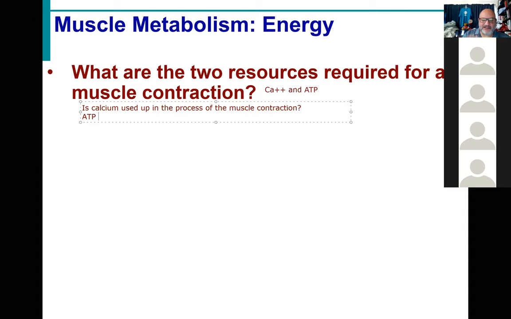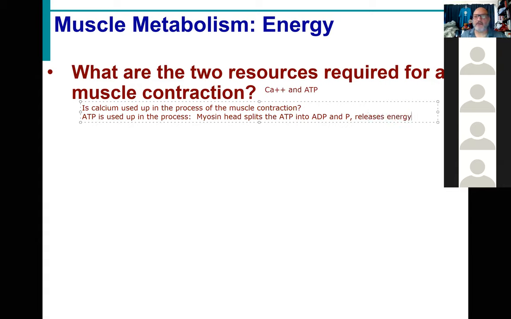ATP, on the other hand, is absolutely used up. As we know, our myosin head phosphorylates, or again, splits the ATP into ADP and a phosphate. And when it rips off that phosphate, that releases a lot of energy. So how much ATP is available is a huge limiting factor on how long a muscle can contract for. Knowing where that ATP comes from, and how much energy is available, allows us to understand how long we can contract a muscle for.